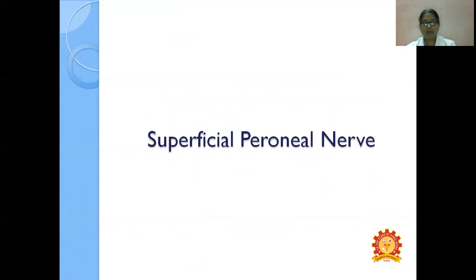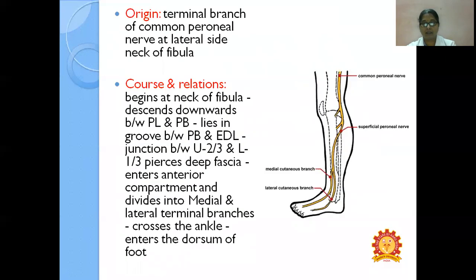Let's move on to the next content, which is the superficial peroneal nerve. The superficial peroneal nerve is a terminal branch of the common peroneal nerve on the lateral side of the neck of the fibula. This is the neck of the fibula, and what you see here is the common peroneal nerve. At the neck of the fibula, it divides into the superficial and deep peroneal nerves. The superficial peroneal nerve enters the lateral compartment, whereas the deep peroneal nerve enters the anterior compartment of the leg. So what is its course?